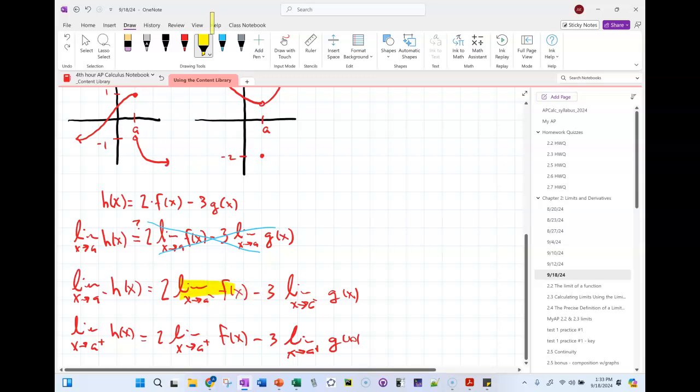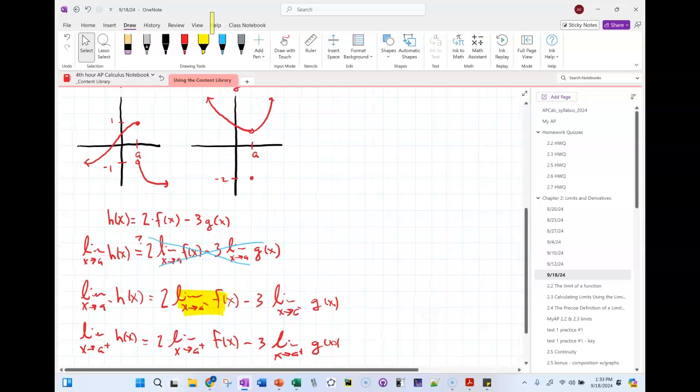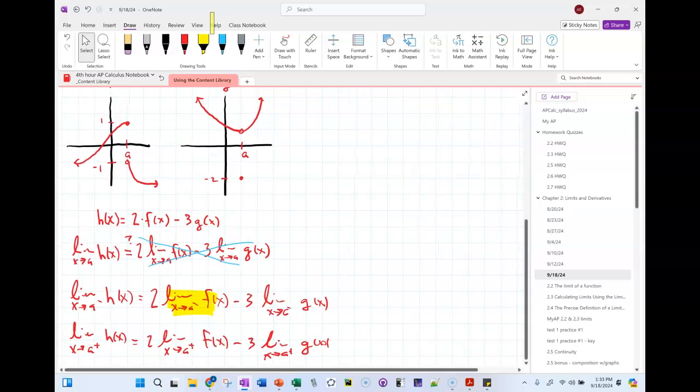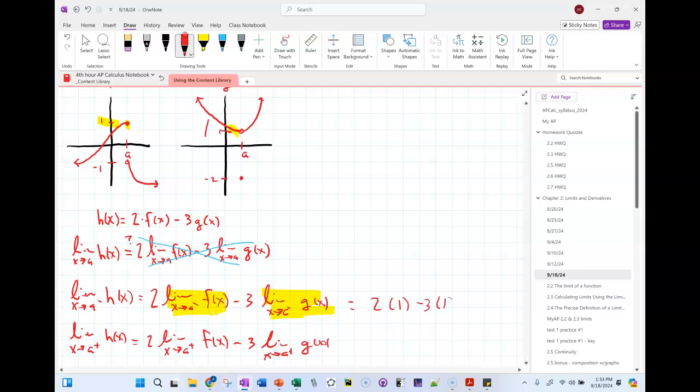Oops. What is this one going to be? The limit as x approaches a from the left of f of x. Just 1, right? And then what's this one? The limit as x approaches a from the left of g of x. Oh, I guess I need to put a coordinate on there. That's just 1 also, right? That's -1.